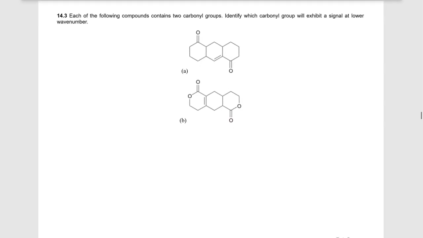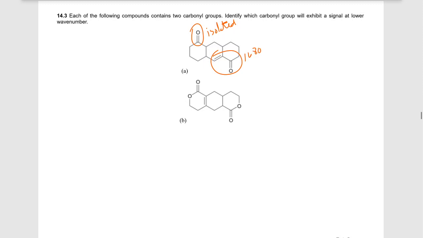So each of these compounds contains 2 carbonyls. Identify which group will exhibit a signal at a lower wave number. The carbonyl here on the left is isolated, and therefore it's not conjugated, so it's going to have a higher wave number. It's going to be about 1700, 1720. And then we have a conjugated carbonyl here that's going to come in at maybe 1680.